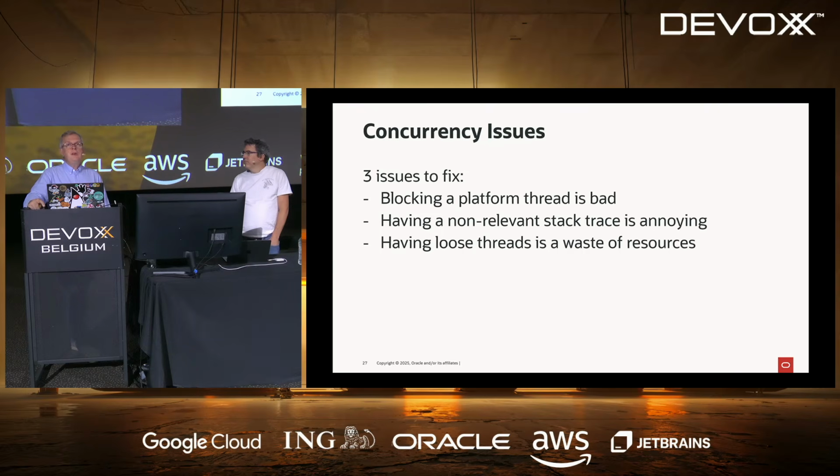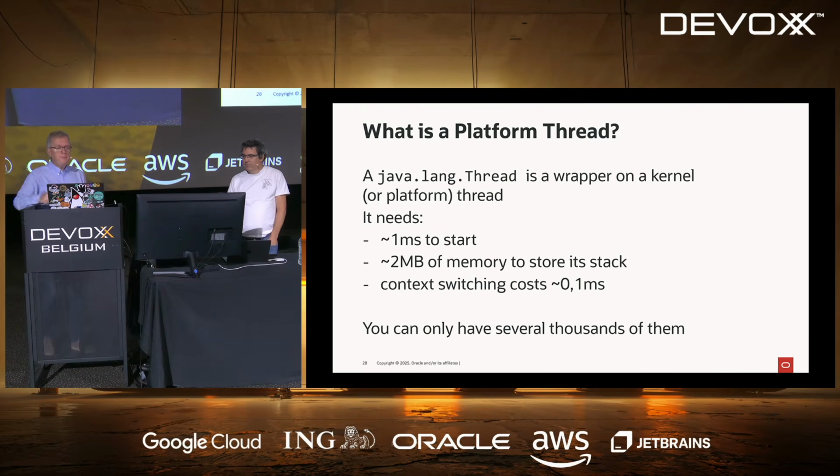So there are 3 issues to be fixed in concurrency. First, blocking a platform thread is bad. It needs to be fixed. Blocking a thread should be okay, and we're going to see that. Second, you want to have relevant stack traces when an exception is thrown somewhere. This stack trace should take you to the place of your code where the exception was thrown and where the problem was actually noticed. And we are going to see that virtual threads give you that. And third, having loose threads is a waste of resources, and you don't want that anymore. This is also an issue that needs to be fixed. Okay, so that's quite a program.